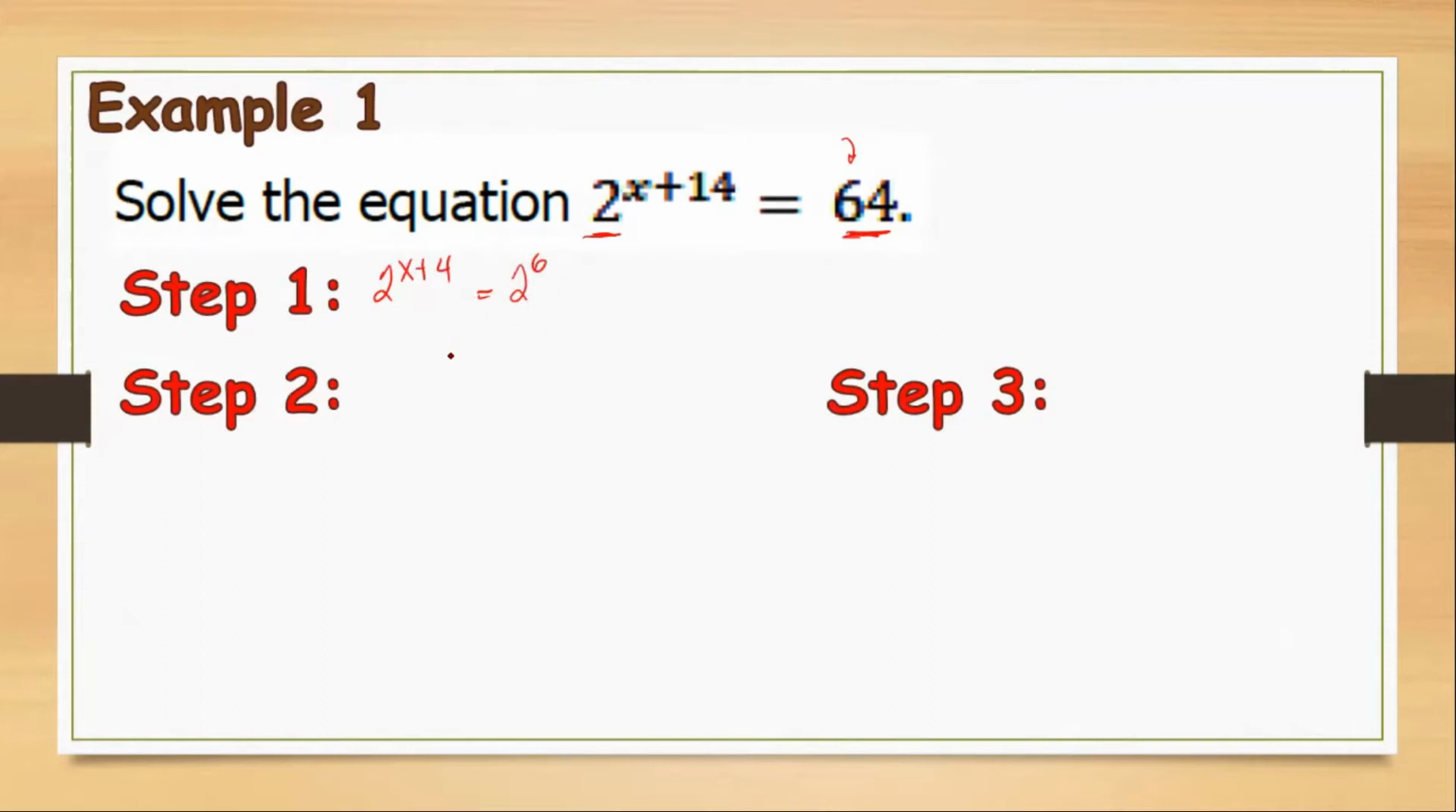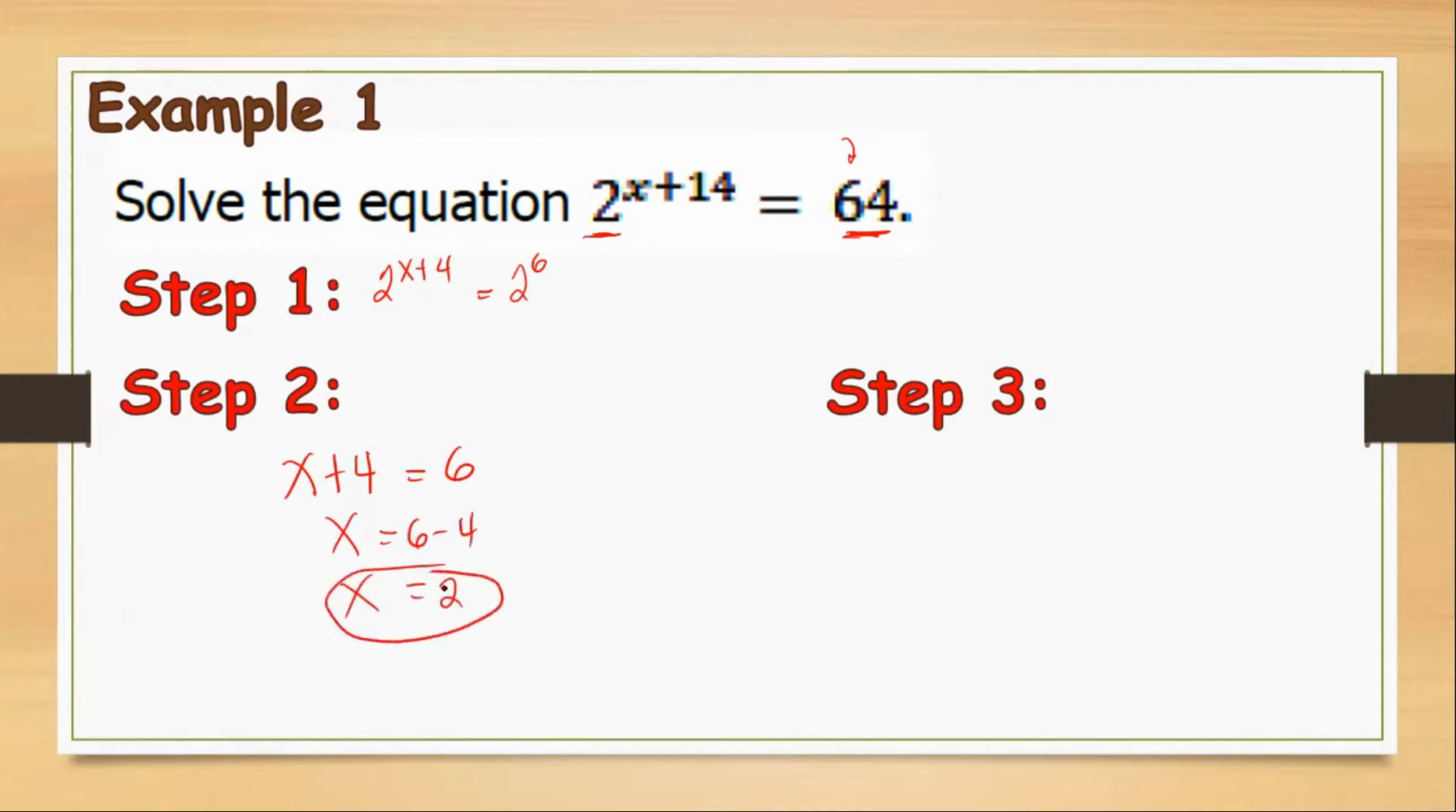Okay? Then, the second step is you have to equate the exponents. So the exponent on the left is x plus 4, that is equal to 6. Then, we have to find x. So x is equal to 6 minus 4, and x is equal to 2.